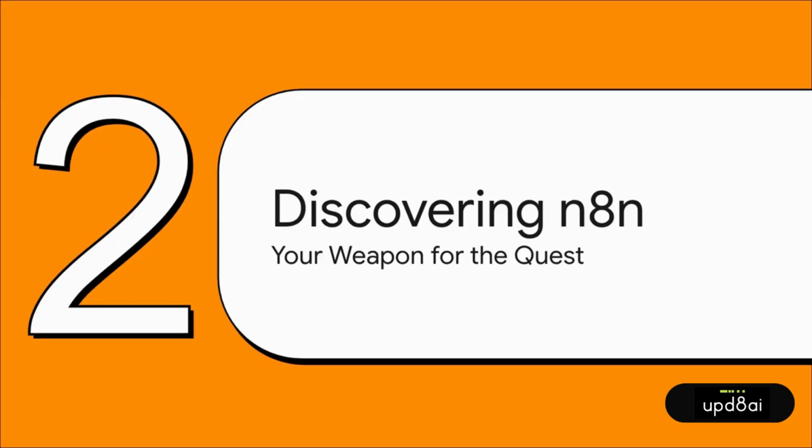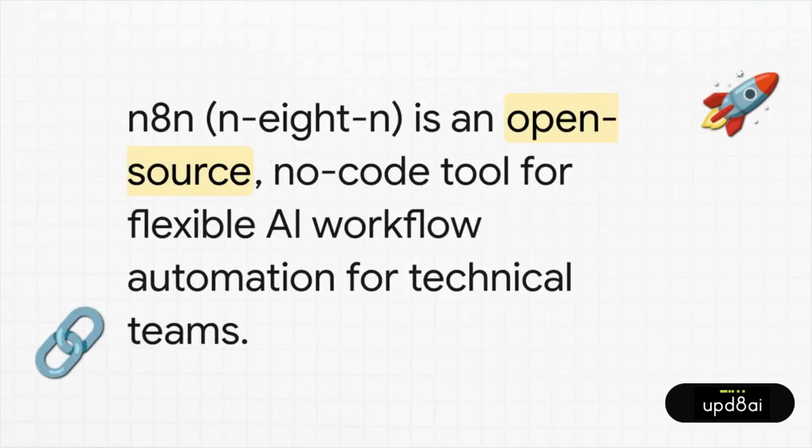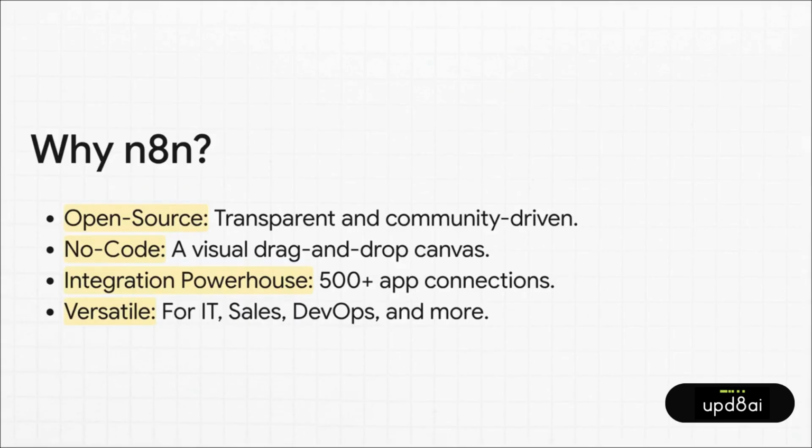So the big question is, how do we actually build these things? Well, that brings us to the tool we're going to be using for this whole journey. It's a platform called n8n. And what is n8n? It's pronounced n-eight-n, by the way. In a nutshell, it's an open source, no-code tool that lets you build these super flexible AI workflows. The whole point is to make this stuff powerful but still really accessible, letting you just visually connect all your different apps.